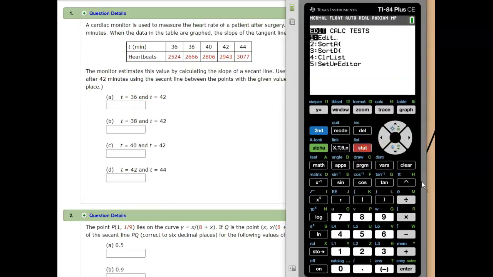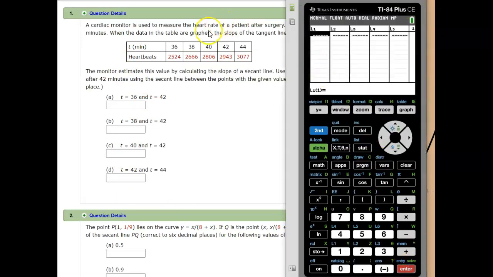So we'll go to Stat and Edit. We're going to put in these pairs of points, but I'm not going to put in 42, because here all of these are between 42 and the other points. So I'm going to leave 42 out because I want to do, in the second column, the slope of the secant lines. So the slope between these 2 points is really what we're looking for.